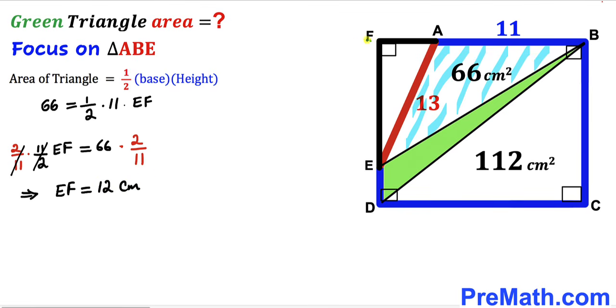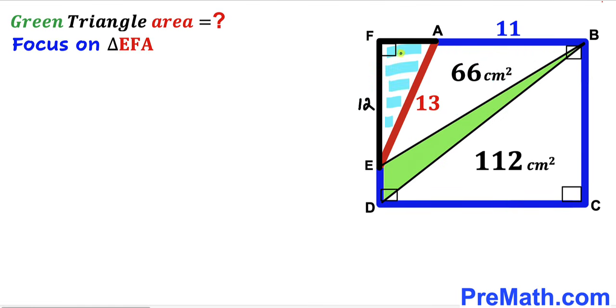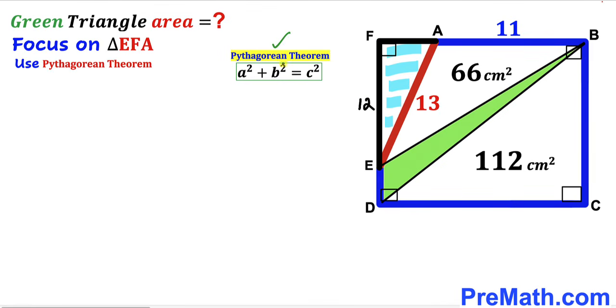So we can see that this EF length turns out to be 12 centimeter. And here's our next step. Let's focus on this right triangle EFA. We know its side lengths are 12 and 13, and this side AF is unknown. So we are going to apply the Pythagorean theorem on this triangle. And here's our Pythagorean theorem: a square plus b square equals c square. In our case, our hypotenuse is 13, whereas the two other legs are 12 and this side AF.